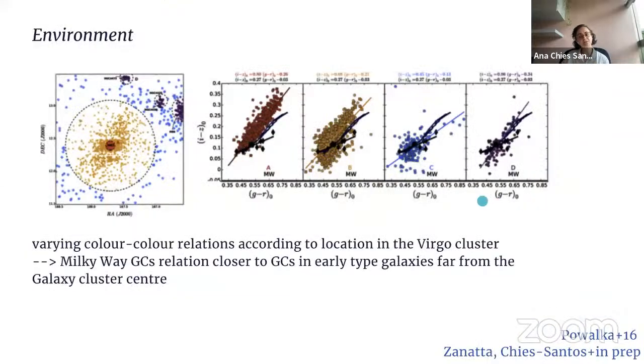And color-color relations, such as these ones, g minus r versus i minus z, have been reported to vary according to the location in the Virgo cluster. So from the center in red to the outskirts in blue-violet, we have the Milky Way GC relation, these ones in black here. They seem to be closer to GCs in early type galaxies that are far from the center of the Virgo cluster. So there seems to be an environmental effect going on here. And this was the subject of a PhD thesis of the group.